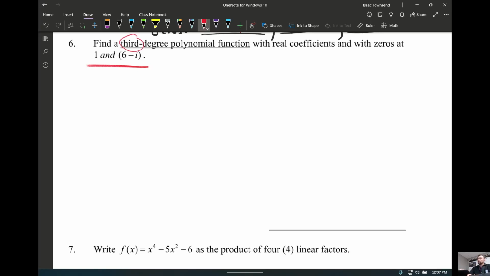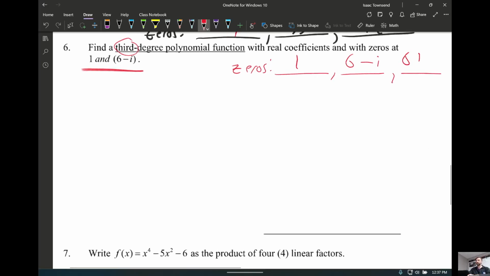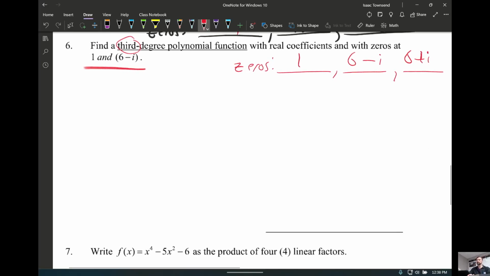So if this is a third degree, it should have 3 zeros. 1, 2, 3. But they only gave me 2. So again, it's implied that you know the third one. Imaginary zeros come in conjugate pairs. If 6 minus i is a 0, 6 plus i has to be a 0.